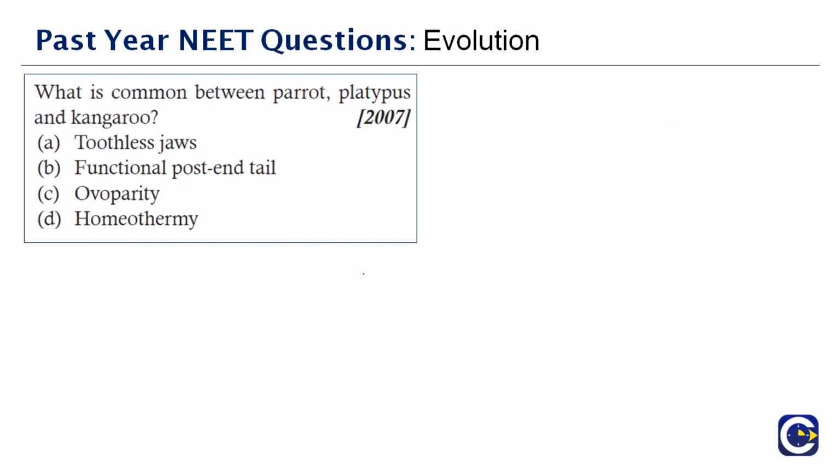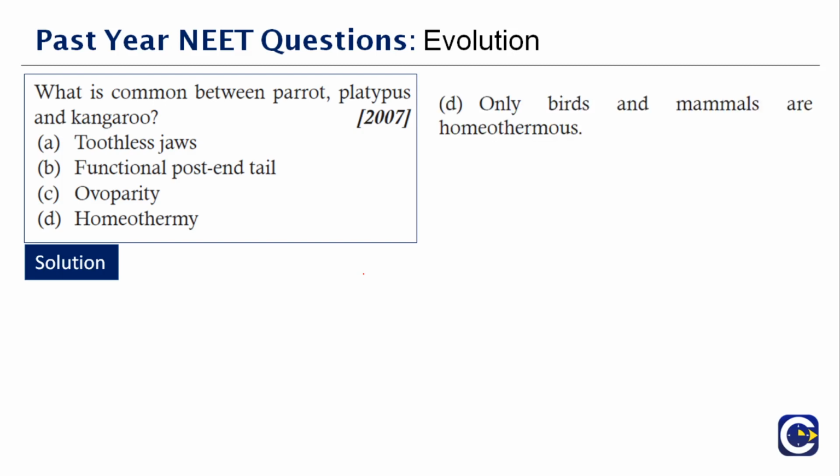Next question here. What is common between parrot, platypus, and kangaroo? Very easy question. What do you think will be the answer? Of course, they are not oviparous, all that will not come under this. Only birds and mammals are homeothermous.